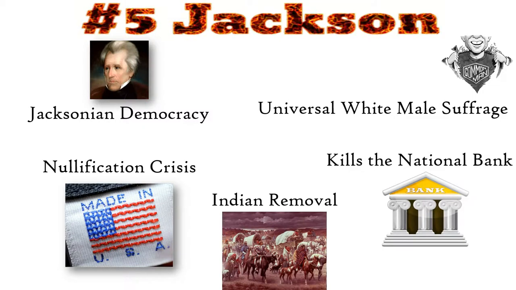Opponents of Jackson, of which there were many, labeled him King Jackson because Jackson used his veto power more than any previous president. He challenged the Supreme Court, refused to enforce orders, and to many, Jackson was seen as a bully. Okay, that's it. That was number 5. That is our top 5 for period 4.